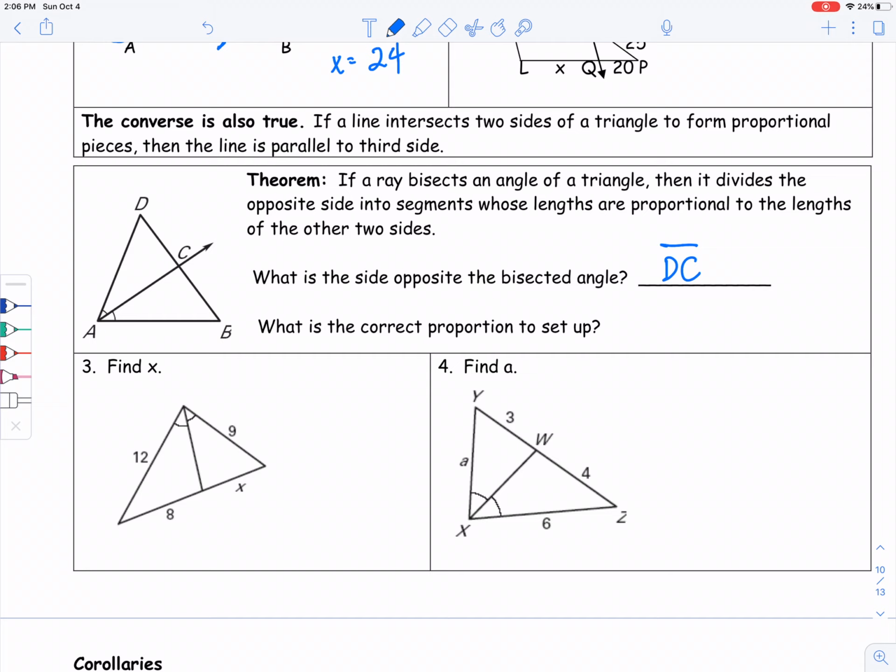So we can see, we have AC, or DC, and CB. Now these two sides are proportional to the lengths of the other two sides. So they're proportional to these two sides here. Okay. So this proportion will be equal to this proportion. Okay. What is the correct proportion to set up?